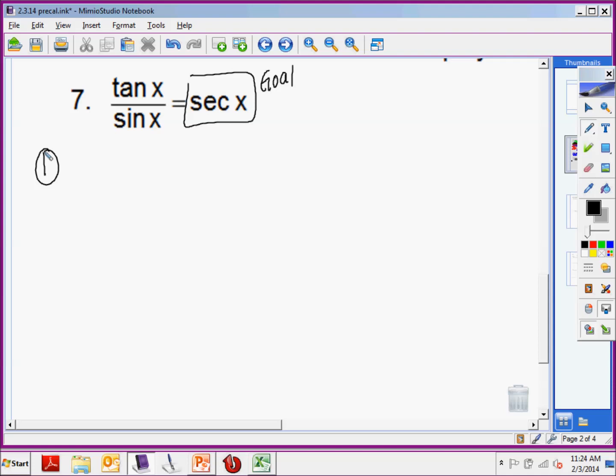Got it? All right. So what we're going to do is step 1, I'm going to get everything in terms of sine and cosine. Tangent is all I need to change. So when I change tangent, it's going to become sine x over cosine x. And I'm going to leave sine x alone. Okay? The reason why I can make this change is because I use the ratio identity. So over here, I'm going to write my reasoning. My reasoning is ratio identity. And that's why I got to step 1.